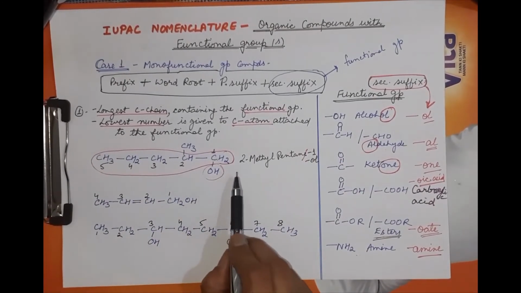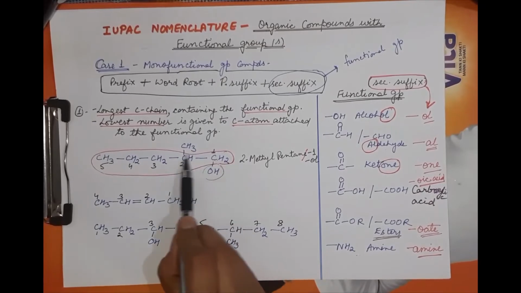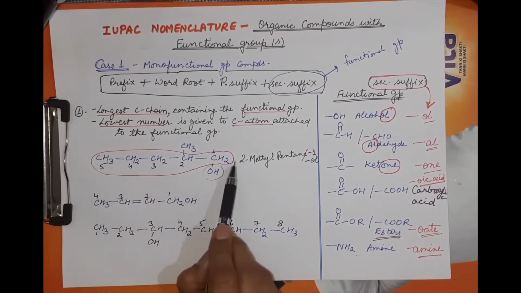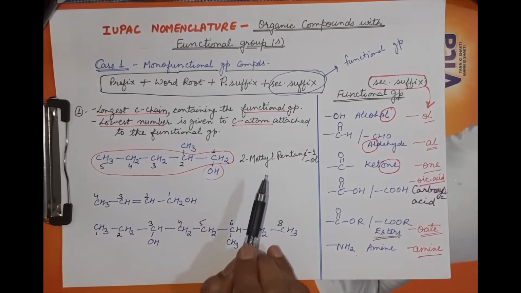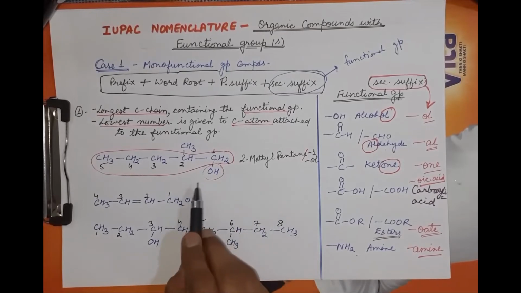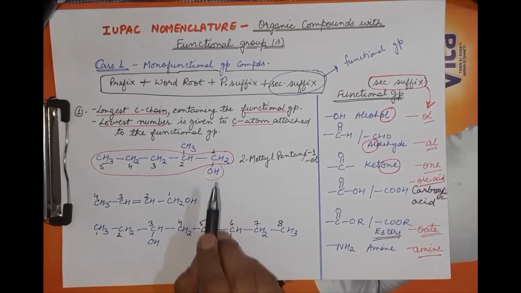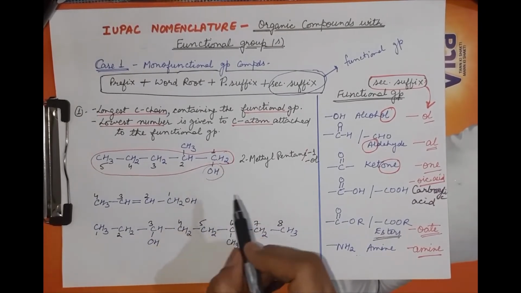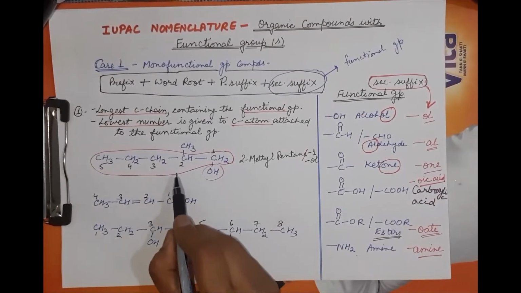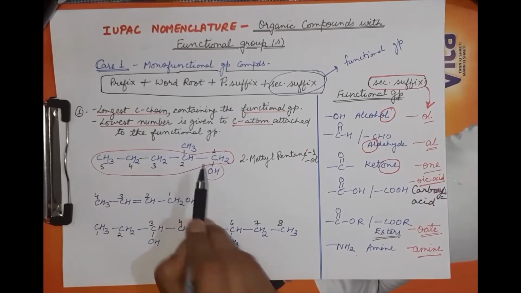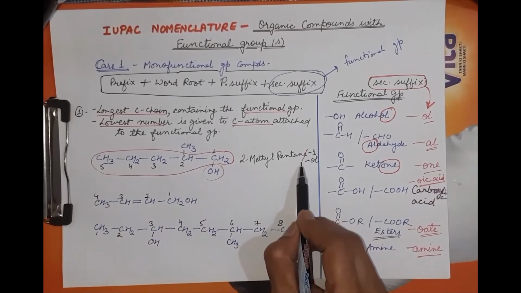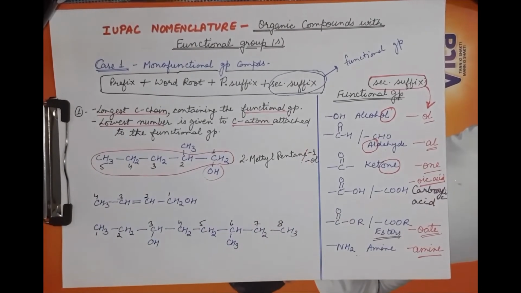Again, I will repeat once. First we have to see the longest carbon chain containing the functional group, and the lowest number is given to the carbon atom where the functional group is attached. So while writing the name, first the prefix 2-methyl, pent, E is dropped out here, 1-ol. So this will be the name in this case.